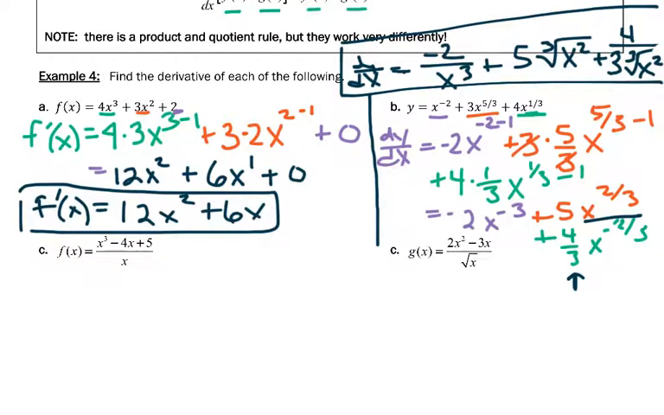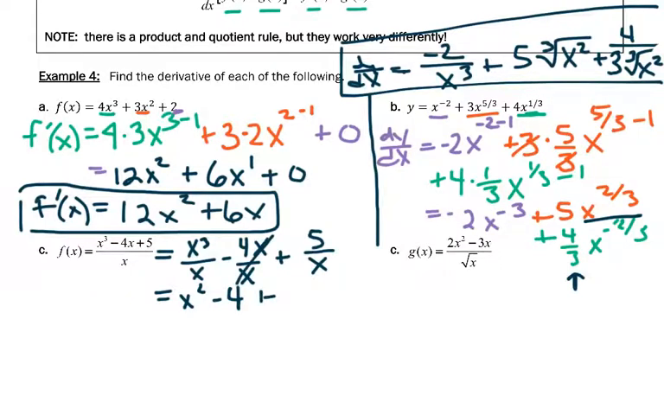Now in C, when we look at this function, it's not set up for us to use the power rule. So we need to rewrite this so we can use the power rule on each piece. Because right now there's division happening between these different variables and terms. So I'm going to take each piece and divide. So this is x cubed divided by x minus 4x divided by x plus 5 divided by x. And that simplifies to x squared minus 4, because our variables here cancel, plus 5x to the negative 1. Okay, so that is f of x.